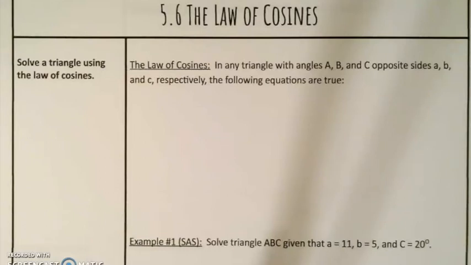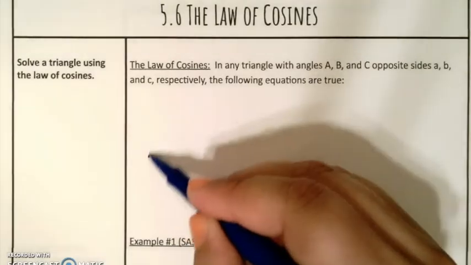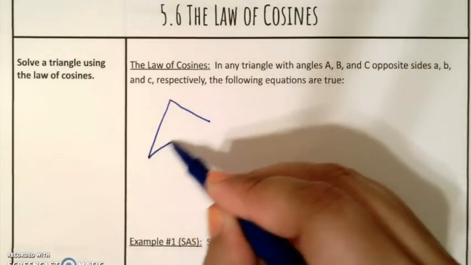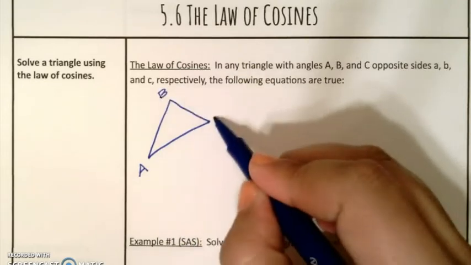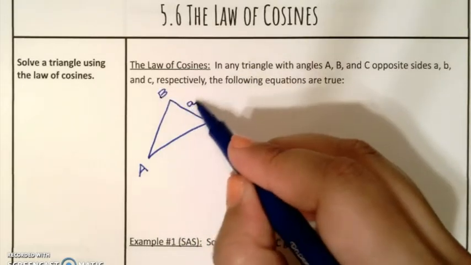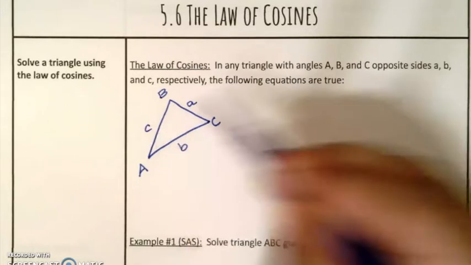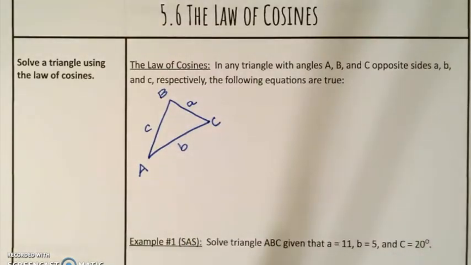All right, section 5.6, the law of cosines, starting on page 127 of your notes packet. We will start by defining the law of cosines. In any triangle with angles A, B, and C, and opposite sides a, b, and c, similarly to what we were describing last section, notice the angles are still capital letters, the side lengths are still lowercase letters. The following equations are true.